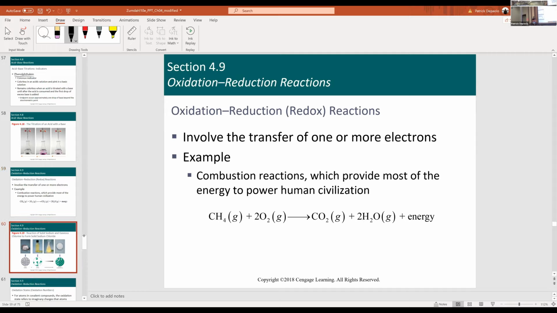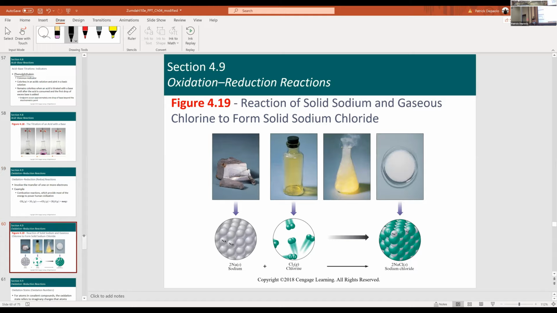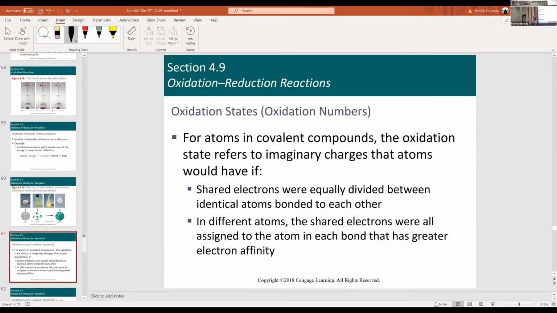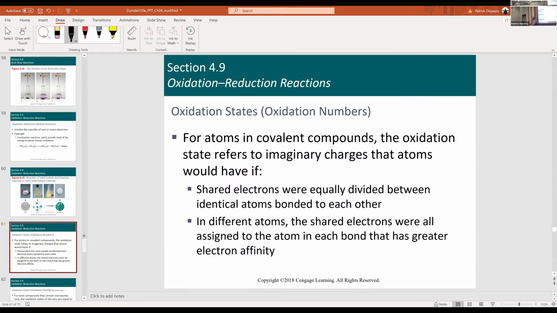Here's an example: Na plus chlorine gas makes NaCl. That is a redox reaction because electrons are being transferred. An electron from the Na is being transferred to the Cl, and that changes its oxidation state. So what does that mean, oxidation state? This is one of the key concepts we're going to learn about oxidation reduction: the oxidation number. This is actually a lot of fun to determine, the oxidation number of an atom.